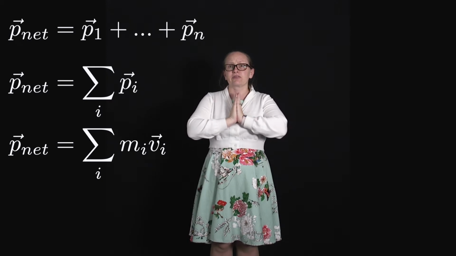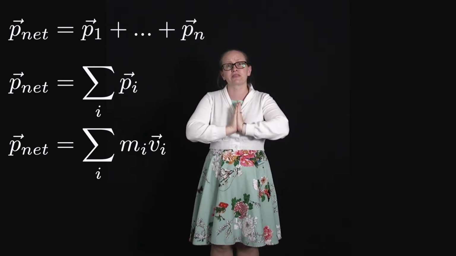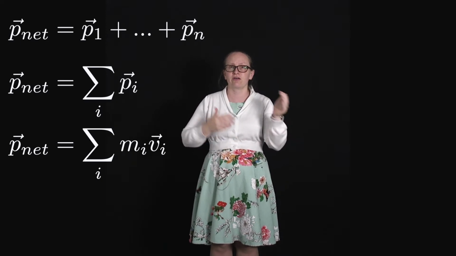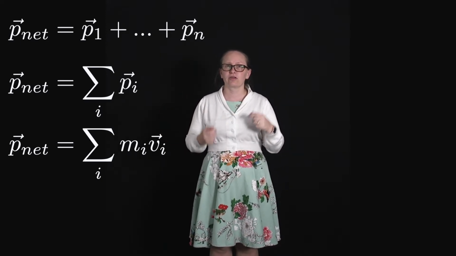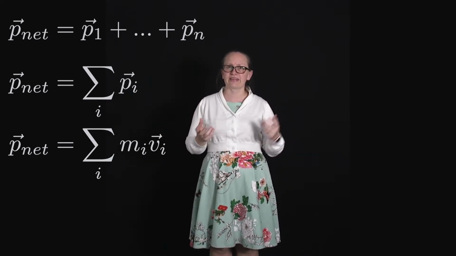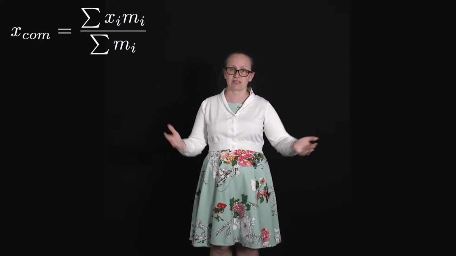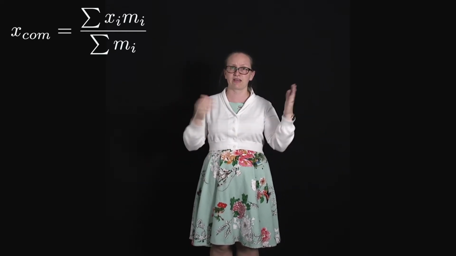Now, this might look a little bit familiar to you because we saw a very similar term when we were considering the velocity of the center of mass. So let's go back and look at that again. We know that the location x of the center of mass is equal to the sum of mi times xi divided by the sum of mi. Remember, the sum of mi is just the total mass of the system. So sometimes it's written as just a capital M.